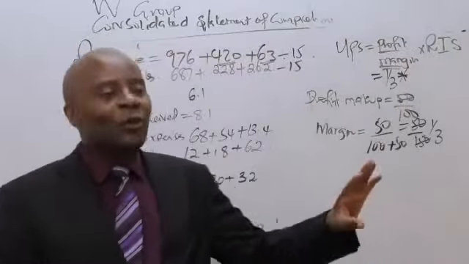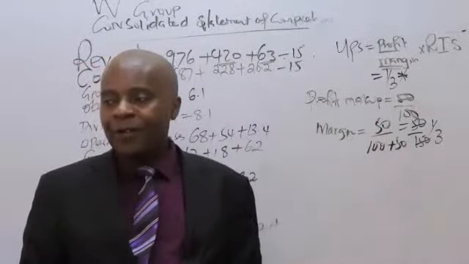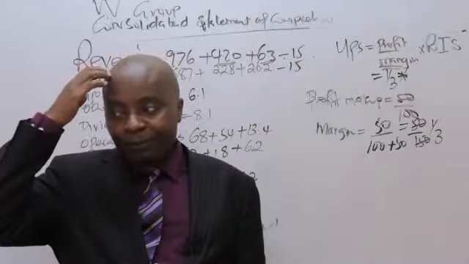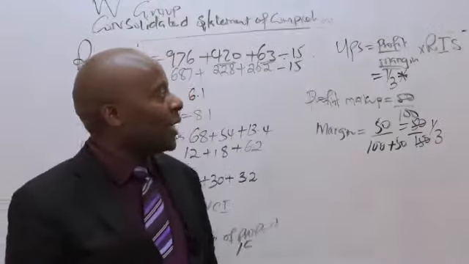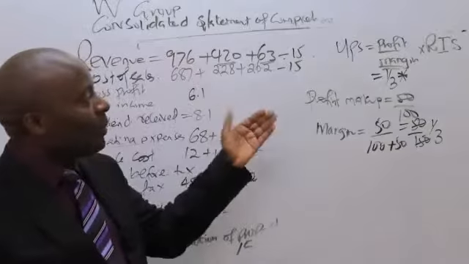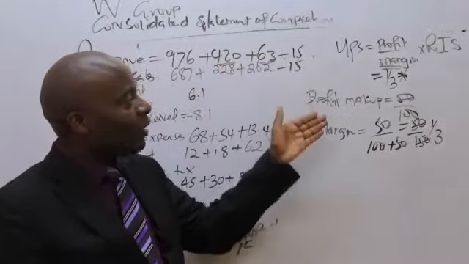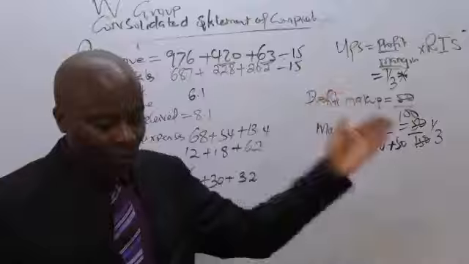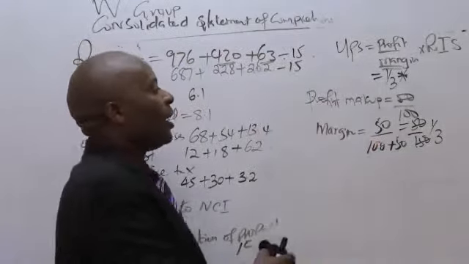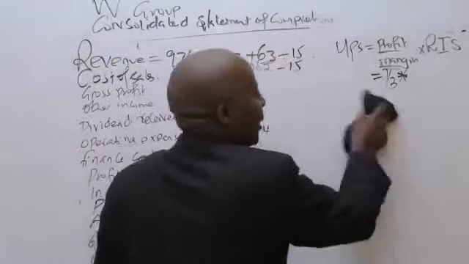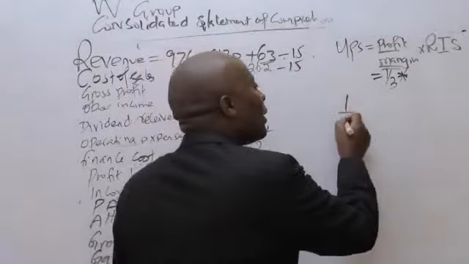So first of all, are we together up to here? Margin has a bigger denominator. Once I've gotten this margin, then to get unrealized profit on stock, I'll take the margin times RIS. RIS means remaining intra-sales. The sales, the internal sales, are 15. So it will be a third times 15.